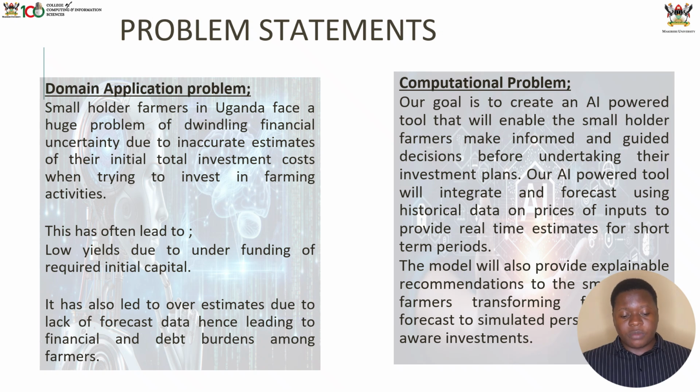So our computational problem will now be to provide an AI powered tool that will help farmers solve this problem by giving them a more accurate estimate of their initial investment costs, and they will use it to compare with what they have and choose whether to invest in that crop or choose another crop to invest in.